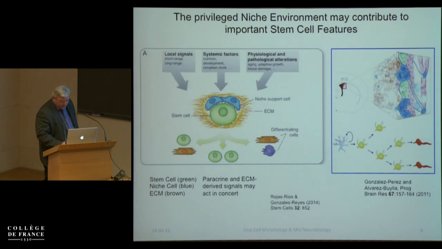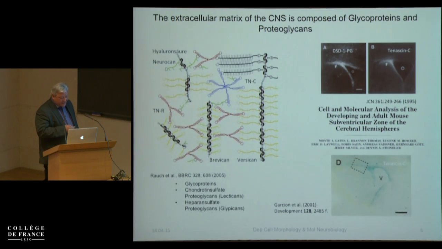This concept has been inspired by an early observation in collaboration with Dennis Steindler's lab many years ago that two matrix components we were studying in the context of neuron-glia interactions, namely the glycoprotein of the matrix tenascin-C and the chondroitin sulfate proteoglycan we call DSD1 proteoglycan, are both highly and specifically enriched in the adult niche of the subventricular zone of the nervous system.